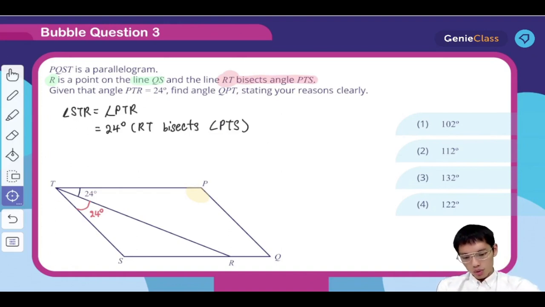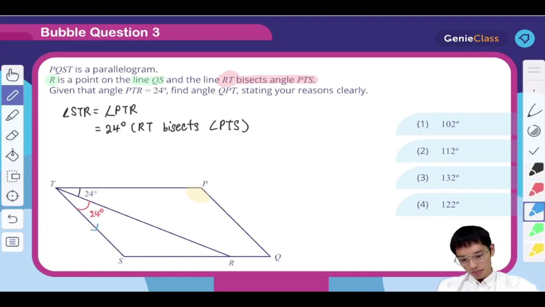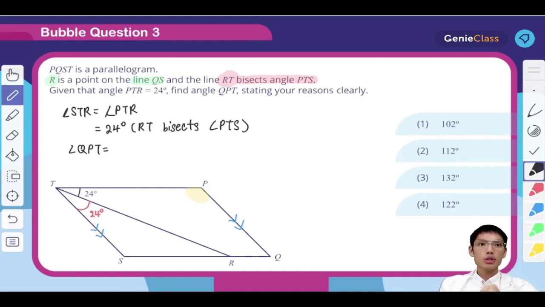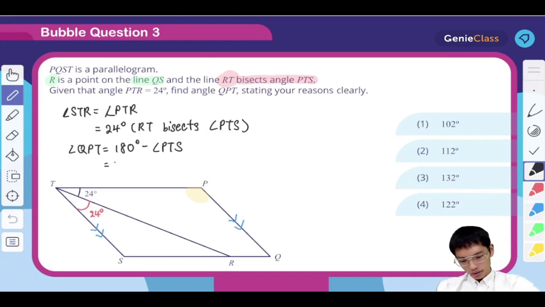One, we can find this angle, or immediately we can do this because it is a parallelogram, guys. Since these two lines are parallel and these two are straight lines, we can use one thing straight away. We can say QPT equals 180 degrees minus, in this case, PTS. What is PTS? 24 plus 24.